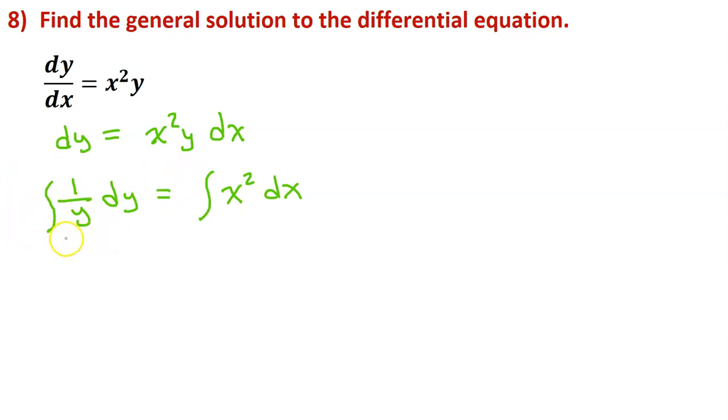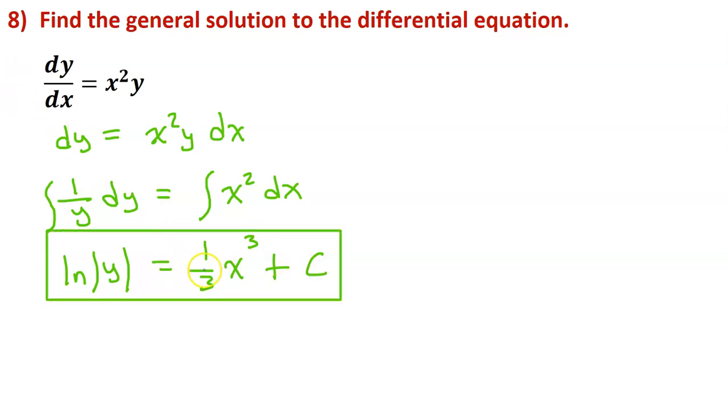This first one is a memorized rule. The integral of 1 over y is the natural log of the absolute value of y plus c, but I will save the plus c for the right-hand side of the equation. For the x squared, it will become x to the third power times 1/3. You divide by the new exponent, plus c. So guess what? This is a general solution to the differential equation.